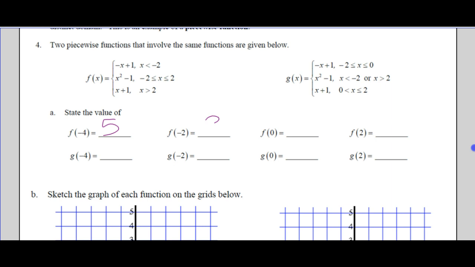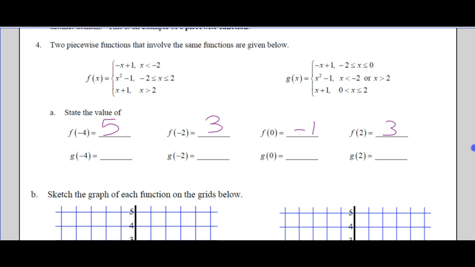3. So which function do we use? Top, middle, bottom? Middle one. The middle one, right? Because, remember, this just says x is less than negative 2. This is negative 2 is less than or equal to x. So this includes negative 2. This doesn't. F of 0? Negative 1. And f of 2? 3. It would be either way, right? But which one did we use? The middle one. Although if you use the bottom one, you'd still get 3.